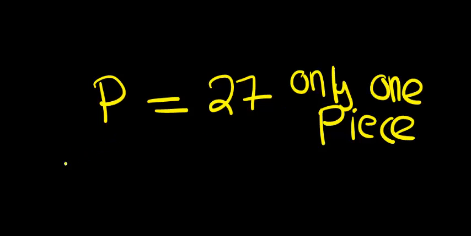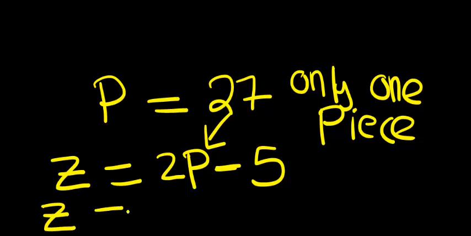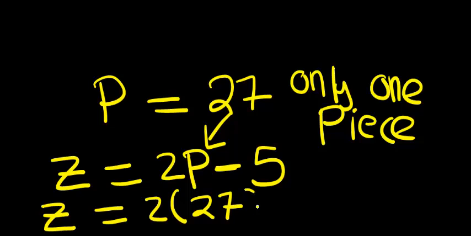Going back to my formula, I had that the other piece was equal to 2 times the one piece minus 5. So what I want to do here is where I see P, I want to substitute the value of 27 in here. I'm substituting a value for a variable.